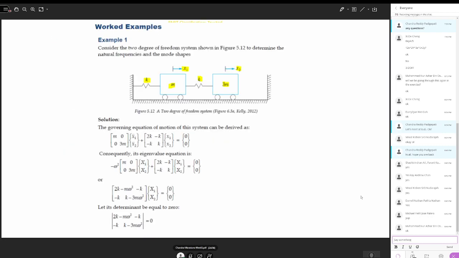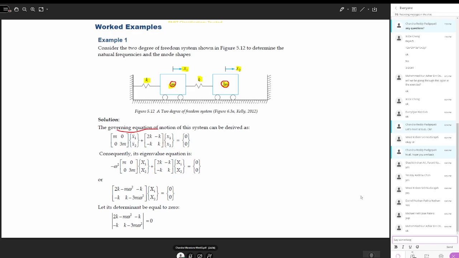Okay, so let us look at this example here. You can see this is a 2-degree of freedom system. There are two masses. The first one is m, the second one is 3m. The displacements are x1 and x2. The spring constants are k and k. So for this, we can write the equation of motion in matrix form.